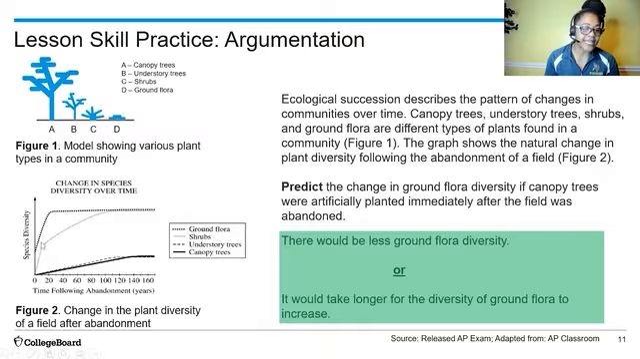And so we would predict that you would not get this sharp increase in diversity of ground flora, not as many ground plants would be able to grow with the immediate implantation or planting of mature canopy trees in the environment. So we should predict that if these trees are immediately planted, then we would not have this high degree of ground flora, or it would take a lot longer for the ground flora diversity to increase.